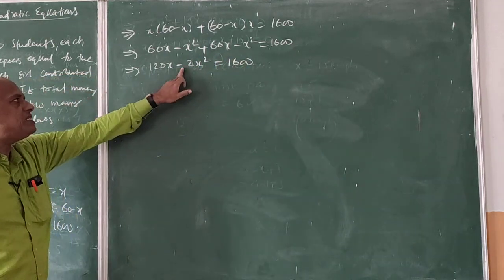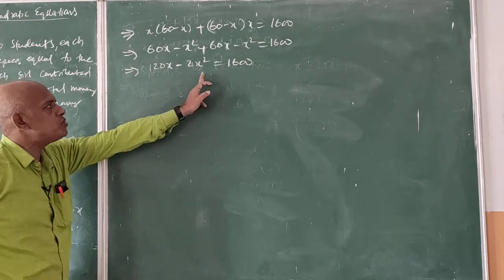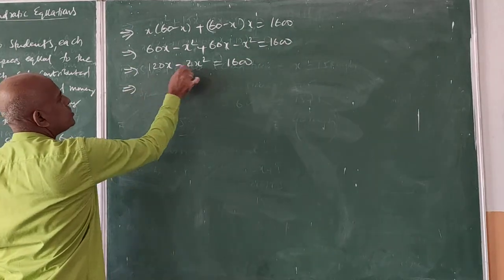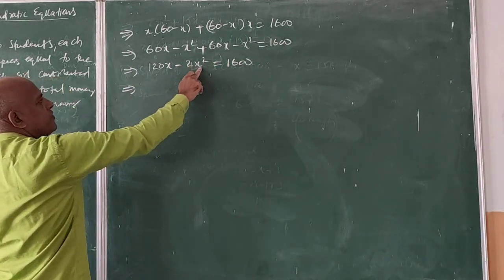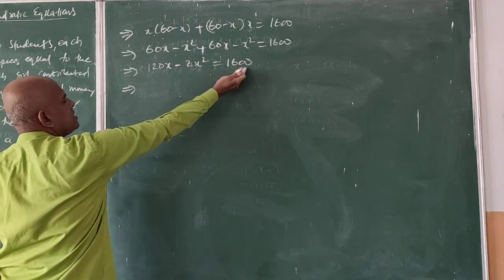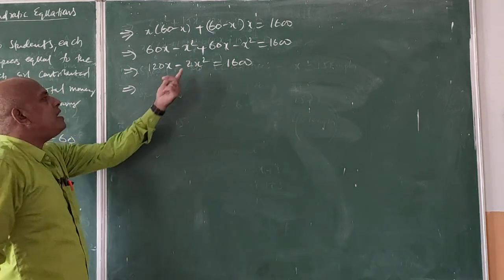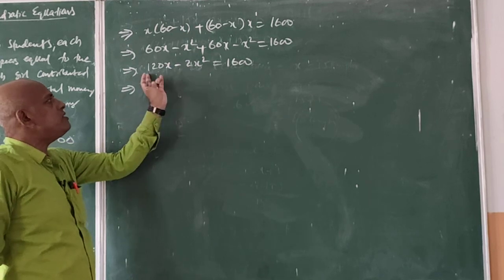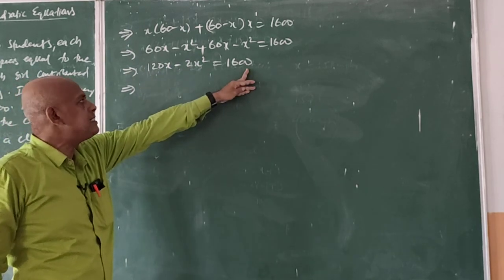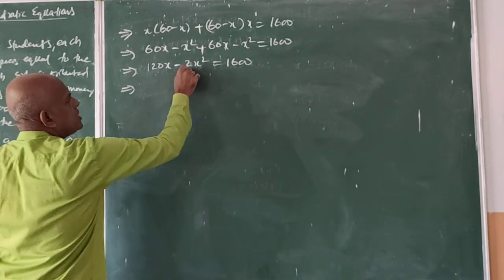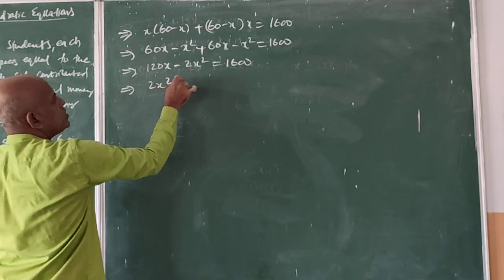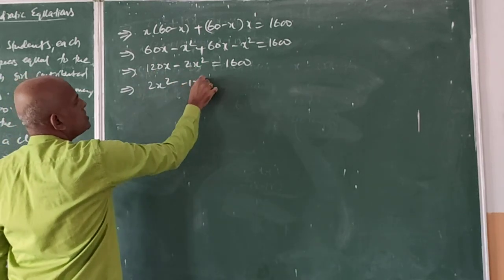Here the x square term is negative, so we transpose to the right hand side so that it becomes positive. These two terms will transpose to the right side. Suppose if x square is positive, we will bring the right hand term to the left side. But here the left hand x square term is negative. That's why these two terms we are transposing to the right side so that it becomes positive. Minus 2x square transposed becomes plus 2x square, and minus 120x on this side.